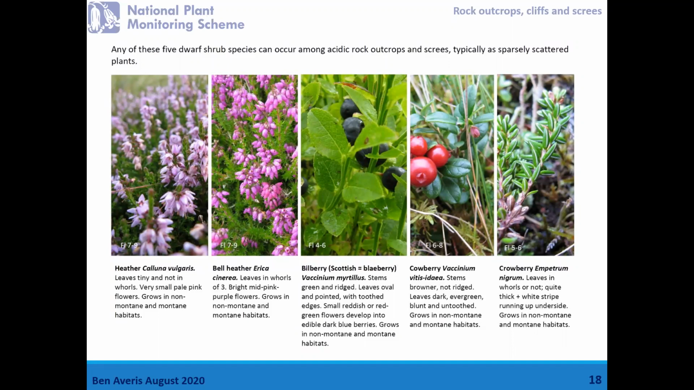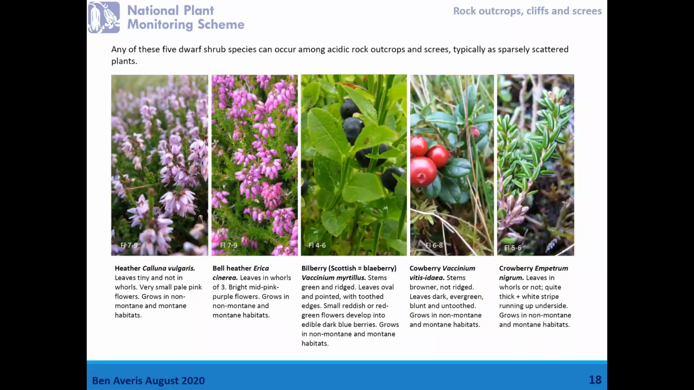that can be very common, especially where soils are acid. Heather and bell heather. Heather's leaves are very, very tiny, and its flowers are very tiny and pale pink, compared with bell heather. It has longer leaves in whorls of 3 and bigger, darker pink flowers. And they grow mainly in heaths, but you can get attenuated, little, much more patchy versions of heath among the rocks, so they can be in the rock habitat too.